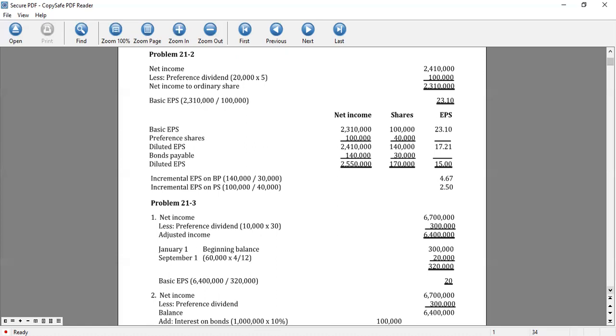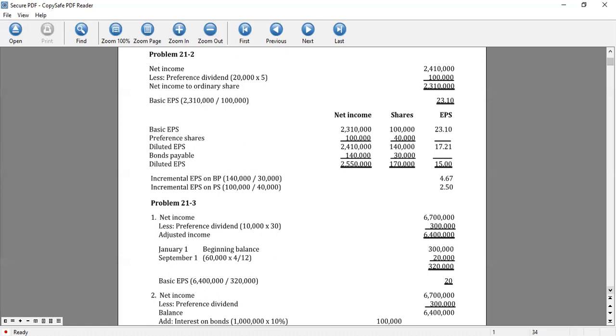So we now get the total diluted earnings per share of 2,410,000, and the ordinary shares increased by 40,000. So the total is 140,000 for the EPS equal to 17.21.